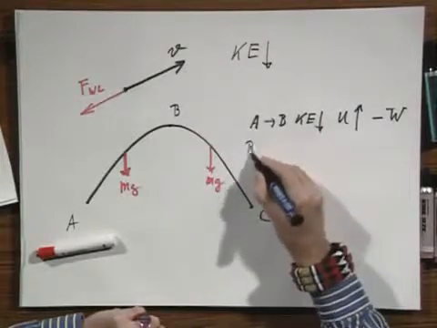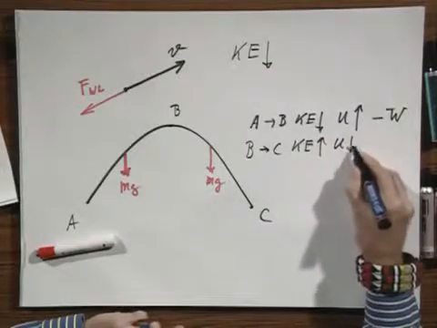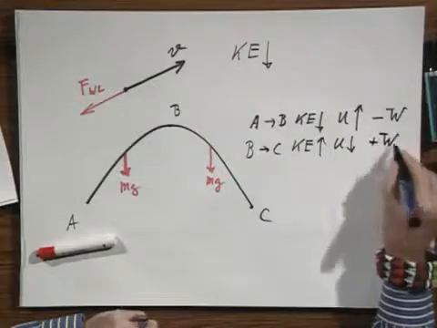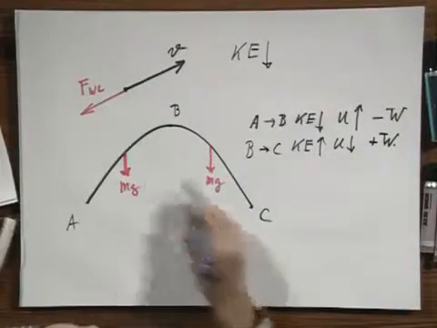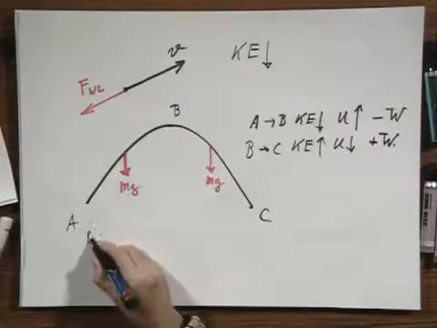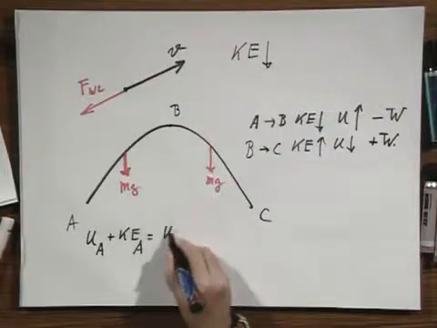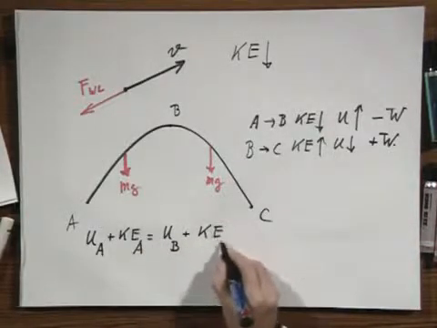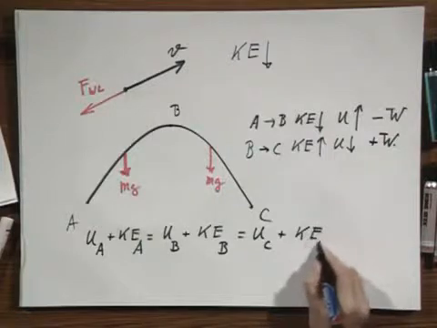However, when it goes from B to C, the kinetic energy increases, the potential energy, gravitational potential energy, decreases, and gravity does positive work. In this case, unlike in the case when I did the negative work pulling on the dog when energy was converted to heat, we have the conservation of what we call mechanical energy: the potential energy at A plus the kinetic energy at A equals the potential energy at B plus the kinetic energy at B, and it also equals the potential energy at C plus the kinetic energy at C.